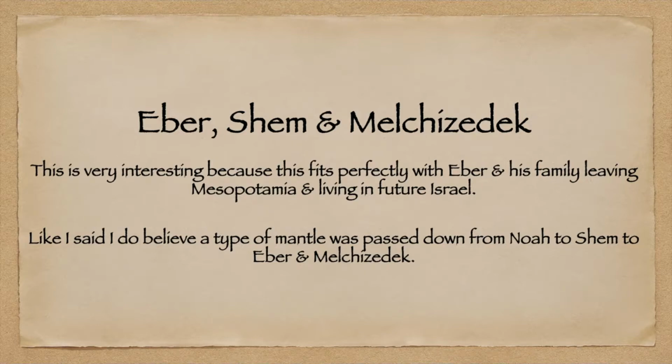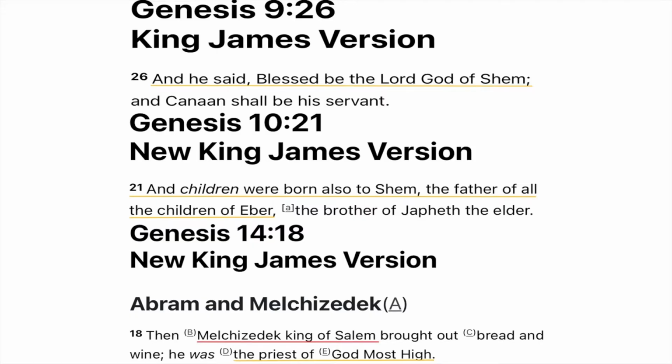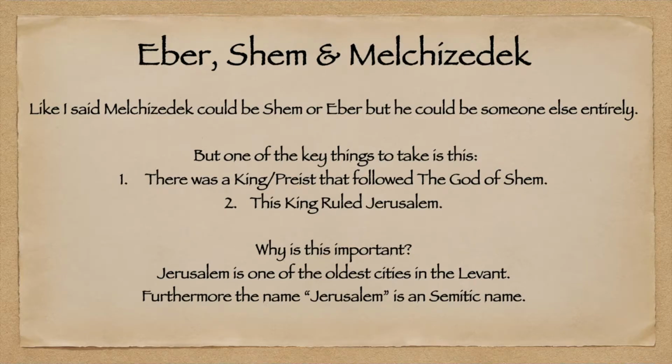Like I said, I do believe a type of mantle was passed down from Noah to Shem to Eber and Melchizedek. Genesis chapter 9, verse 26: "Blessed be the Lord God of Shem." Genesis chapter 10, verse 21: children were born also to Shem, the father of all the children of Eber. Genesis chapter 14, verse 18: Melchizedek, king of Salem, the priest of God Most High. So that's very interesting. Like I said, Melchizedek could be Shem or Eber, but he could be someone else entirely.